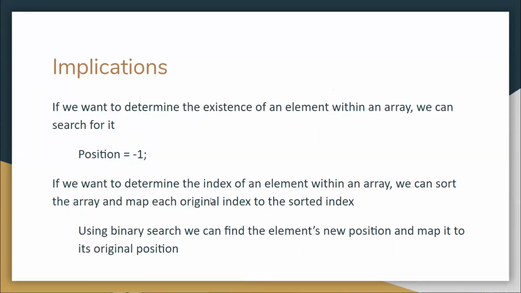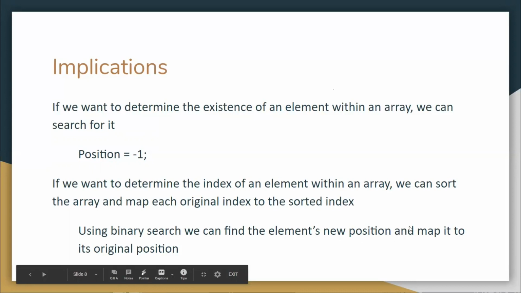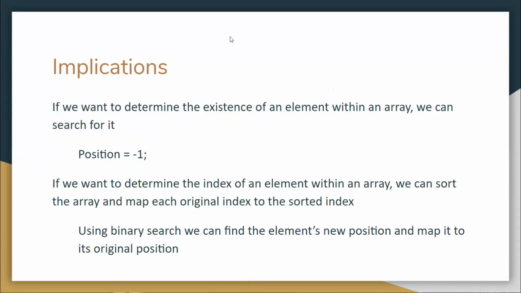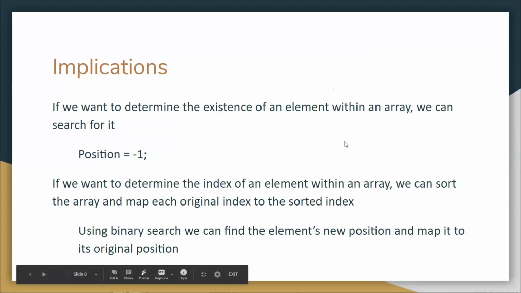A way to remedy this is to map the sorted array to the unsorted array by mapping each of the original indices to the sorted index. Then, after using a binary search to find the element's new position, we can map that value to its original position. This uses a complicated topic called mapping, which I won't go over in class, but know that it is definitely possible to determine the index of the element within the original unsorted array. So these are the two major implications of our search and sort algorithms. Any questions?